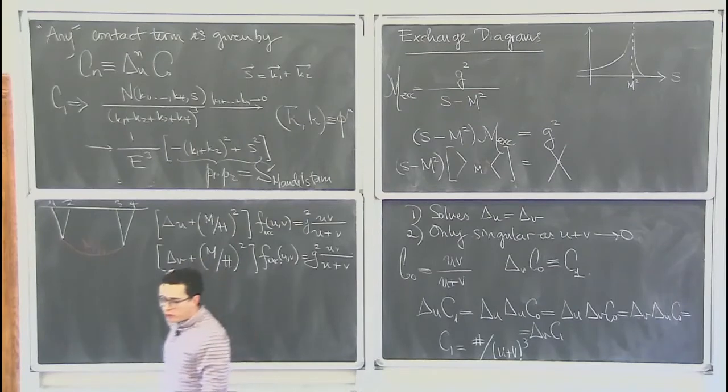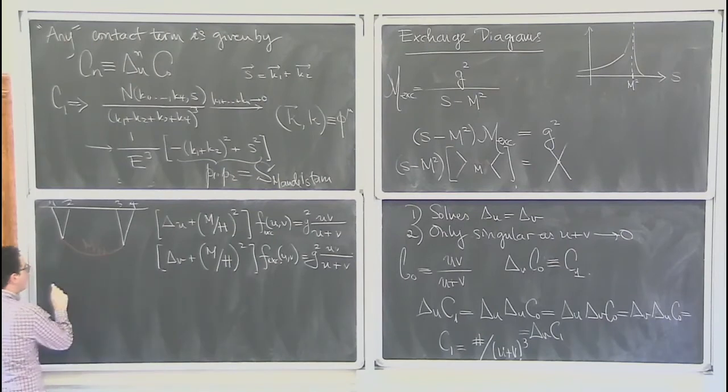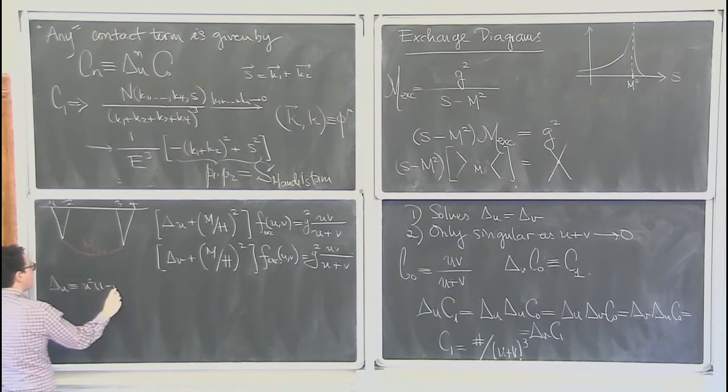And if you do a brute force computation, you actually get something that looks almost like this equation here. I'm going to show you the details next time. But before we wrap up, I want you to stare at this equation and notice the following. So now delta u, again, is like u squared, 1 minus u squared.